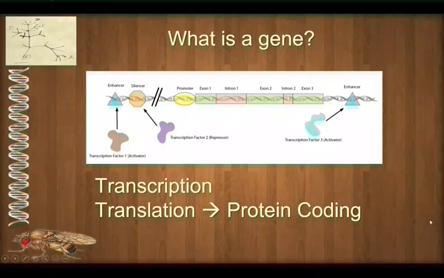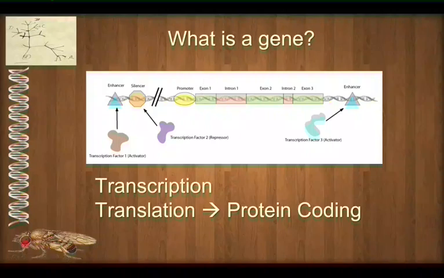The vast majority of genes are protein coding, but there are some that are not. There are some that are only used in the RNA form, and those are still genes, although not protein coding genes. So here is a diagram showing you a very simplistic view of what a gene is.